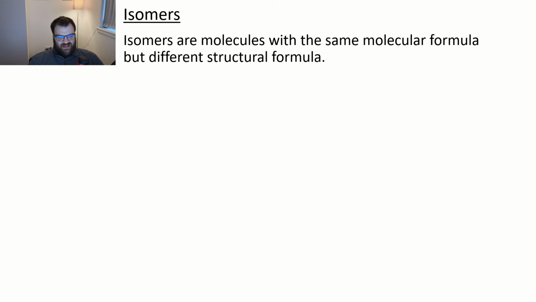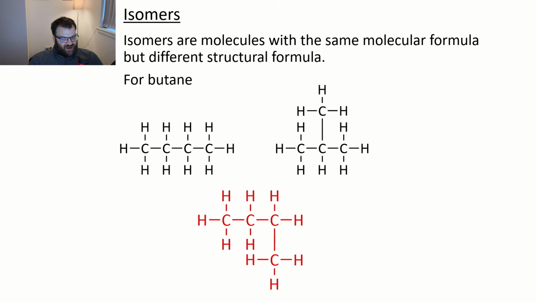Moving on to another definition, we have isomers. They are molecules which have the same molecular formula but different structural formulas. If we take something like butane, butane has 4 carbons, and because it's an alkane, it will have single bonds between the carbons. First one is just straight up butane, 4 carbons in a row connected together.